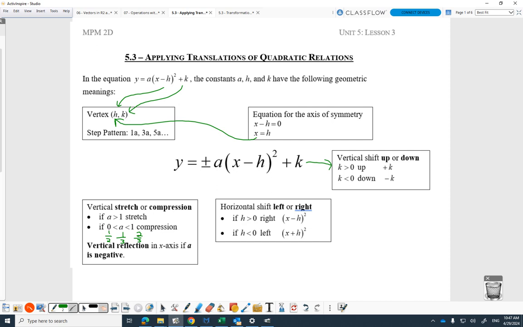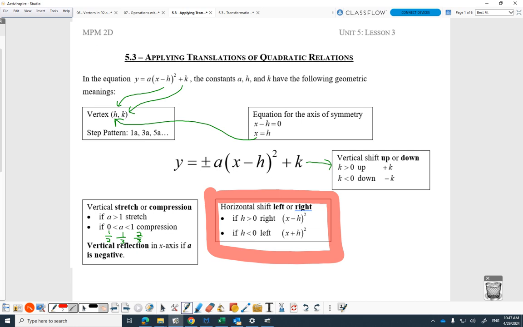And then this is the one. Let me get out my red highlighter. Danger. Danger. Maybe you're good, you're like, no, I get it. It's okay. But this is the dangerous part of this section right here: if the h is greater than 0, x minus h goes right. If it's less than 0, it goes left.